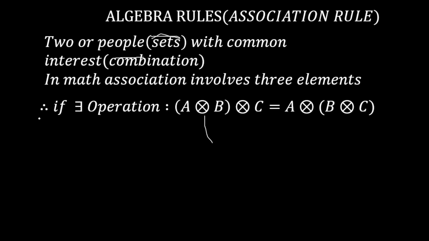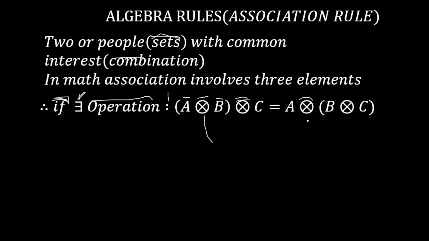So now, therefore, we are looking at a situation where there exists an operation such that set A combined with set B, and later the result of these two combinations combined with set C, and we see that at the end of the day the result is equal to A combined with the result of the combination of B and C. If it is equal, we say that it is the association rule, it is associative.